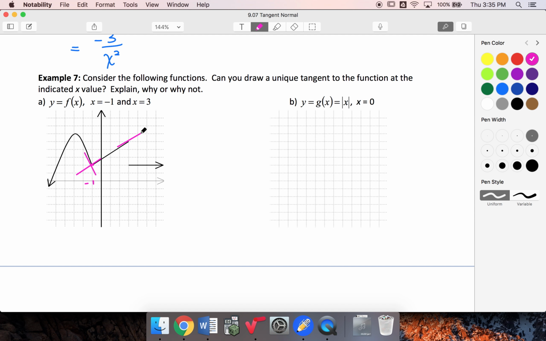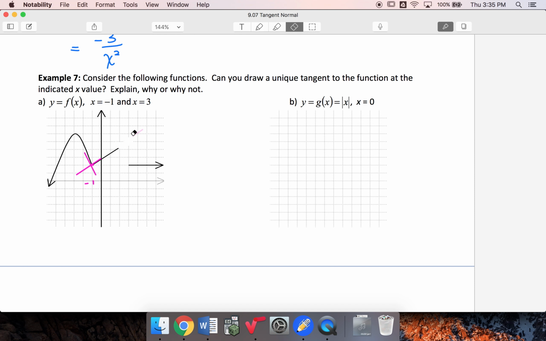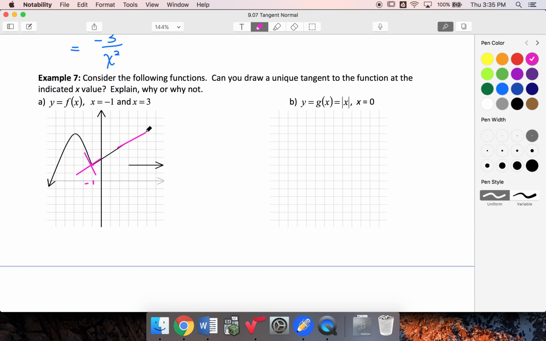Similarly, at 3, let's make that actually on the line. At 3, we would have our tangent here or here, depending on whether we were looking at coming from the left or coming from the right. Remember earlier we defined this situation to be that the graph is not continuous at that point, because my limit as x goes to -1 from the left of the function is not equal to the limit as x goes to -1 from the right. So these are discontinuous, and I do not have unique tangents.